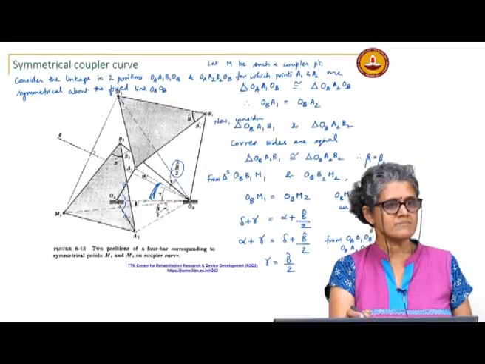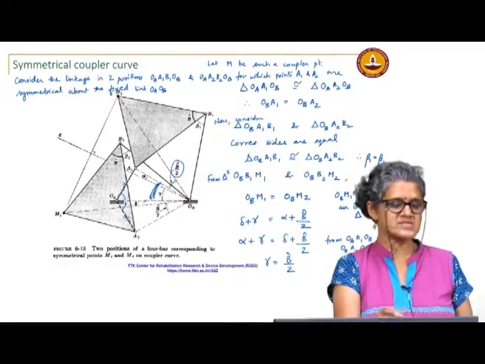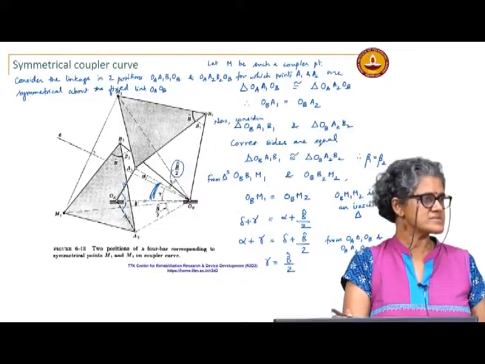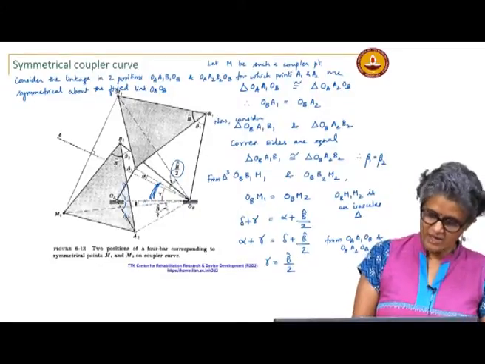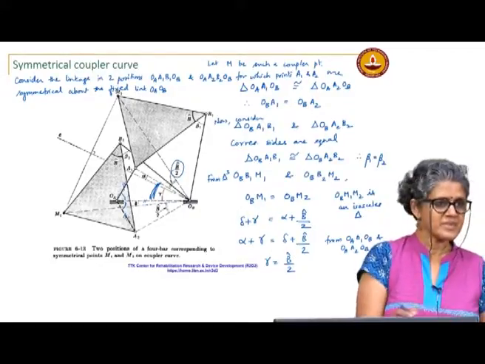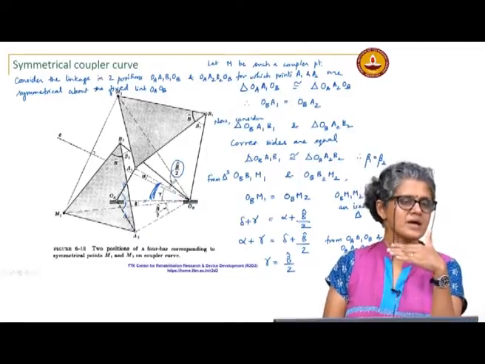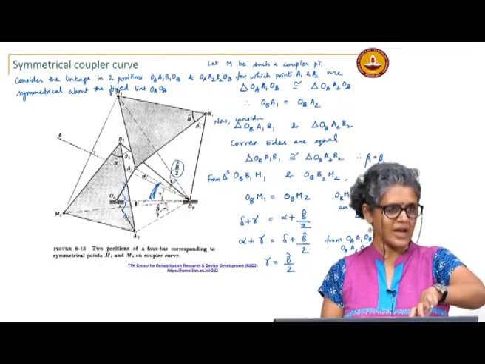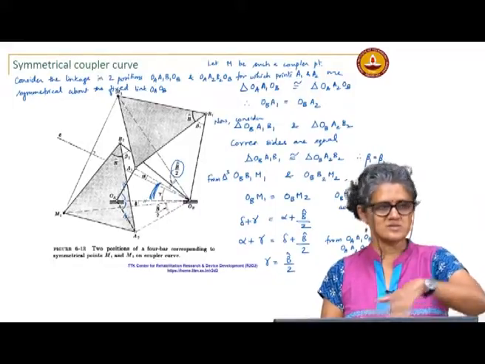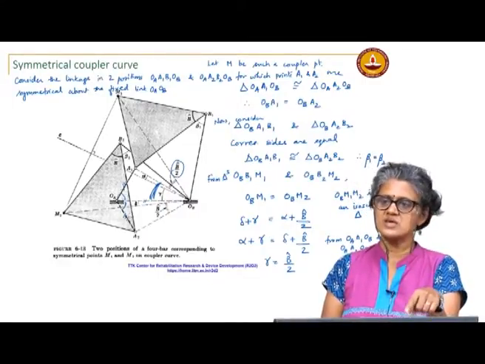B cap is a constant angle. It is not an angle that varies with time, because B cap basically locates the point M with respect to the coupler base. Since this is a rigid body, this angle is constant. Therefore, the angle that this perpendicular bisector makes with the frame does not change, which implies that M1 and M2 will always be equidistant from this. So C becomes the line of symmetry for this coupler point M.